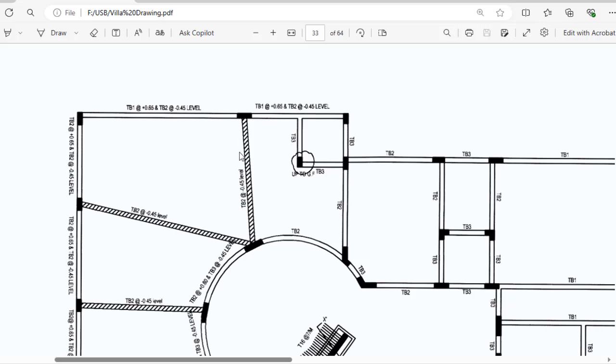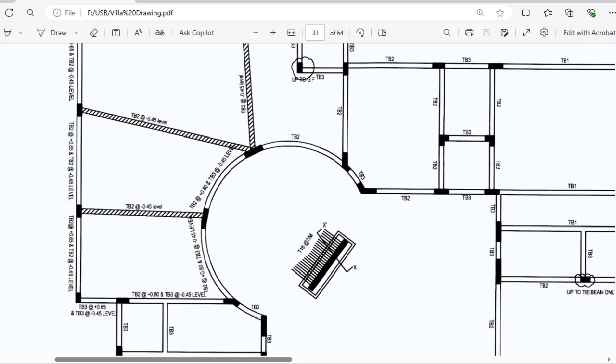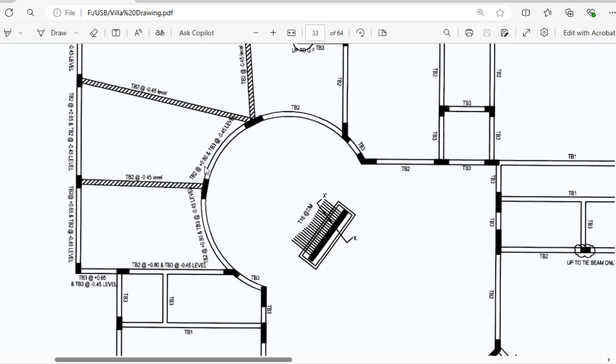Here we have one tie beam, but its level is in minus, so it means this tie beam is down from the actual level, that is 0 level. It is 0.45 level, so you will go down 45 centimeter from your 0 level. Here same, you will determine the level for the tie beams. This one is also a level, it's 0.8, which is up from the 0 level. For each tie beam you will give different levels.